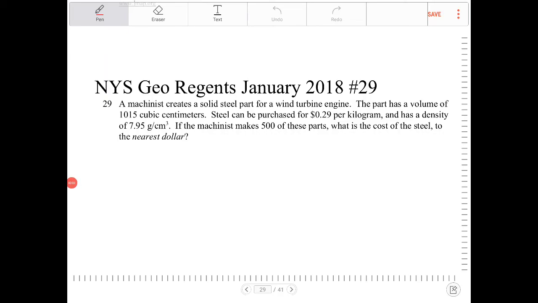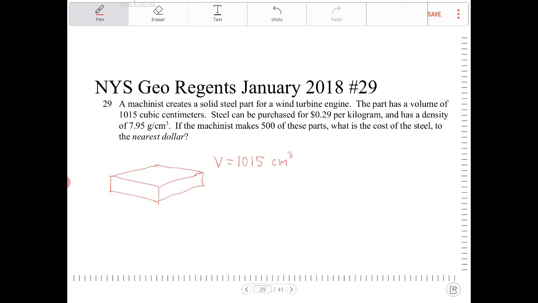A machinist creates a solid steel part for a wind turbine engine. The part has a volume of 1,015 cubic centimeters. So I want to just draw, let's say this part looks like this prism-y looking thing, okay? And the volume is 1,015 cubic centimeters, so centimeters cubed.